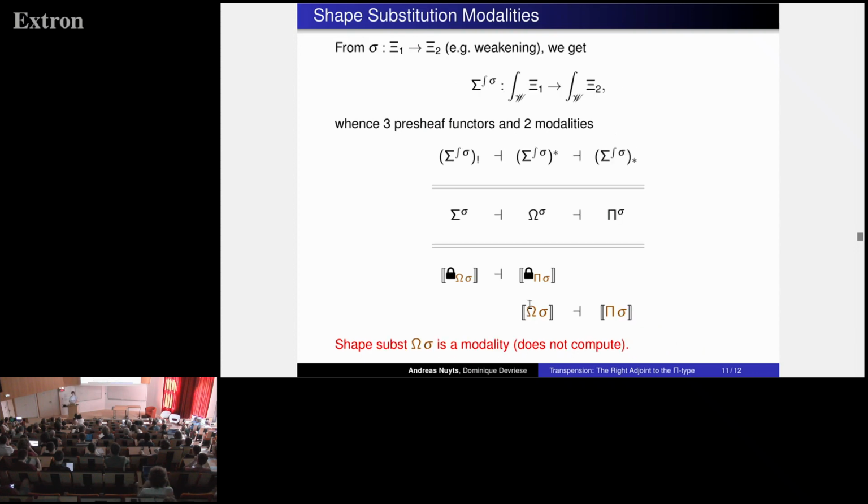Weakening is just one example of a substitution. I can consider general shape substitutions. The situation is entirely the same. I get two modalities here, among which a substitution modality. So again, shape substitution is not something that you can compute and pushes through your type formers. It is a modality, so it is a type former, so that's annoying.